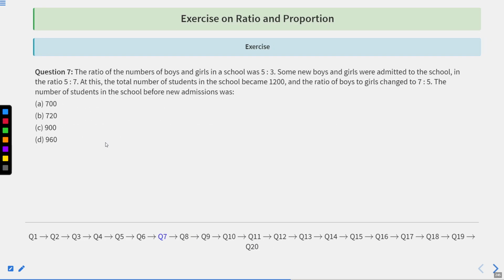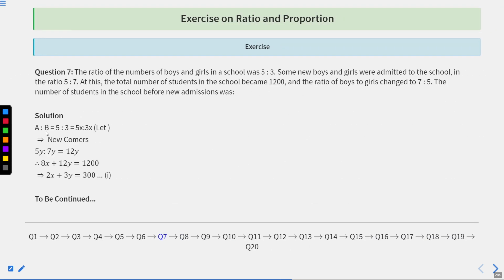Moving to question number 7. The ratio of the number of boys and girls in a school was 5:3. Some new boys and girls were admitted to the school in the ratio 5:7. At this, the total number of students in the school became 1200, and the ratio of boys to girls changed to 7:5. The number of students in the school before the new admission was.